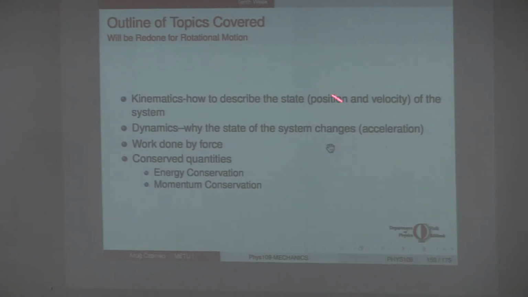The position changes if it has a velocity, but then the question is, why does the velocity change? So then we started studying the force, and we had the acceleration. We related the acceleration to the external forces. We then described the work done by the forces. If you exert a force on an object, then it might be doing some work, and we had the conserved quantities. This will be the outline of the things that we will be doing also for rotational motion.